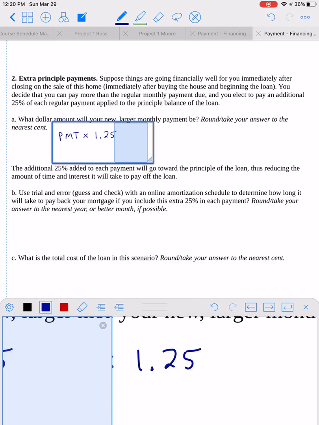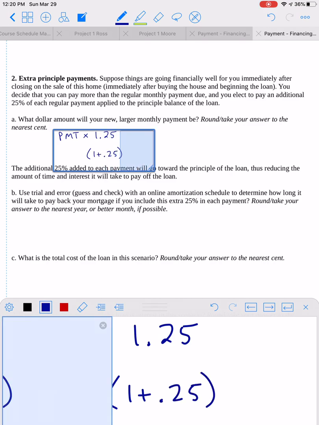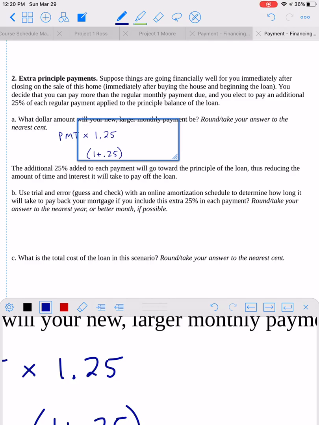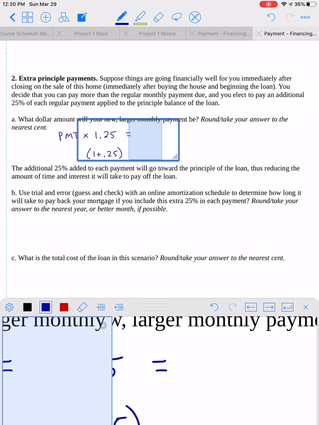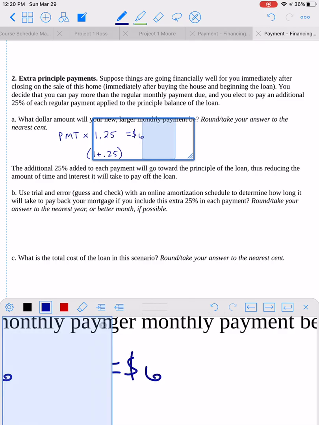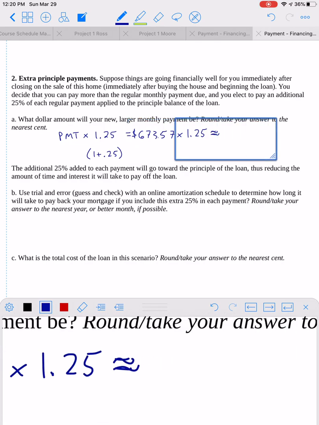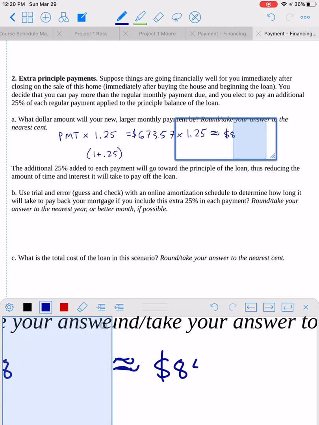So what's happening there? I'm saying that we're going to take one of our payments plus 25% of that payment. Right? This is a trick we've used a few times now. Or you can just do the payment plus 0.25 times the payment. Whatever works for you to increase it by 25% is just fine. So this nice quick trick here is $673.57 times 1.25, and that's approximately equal to, rounding it to the nearest cent, $841.96.